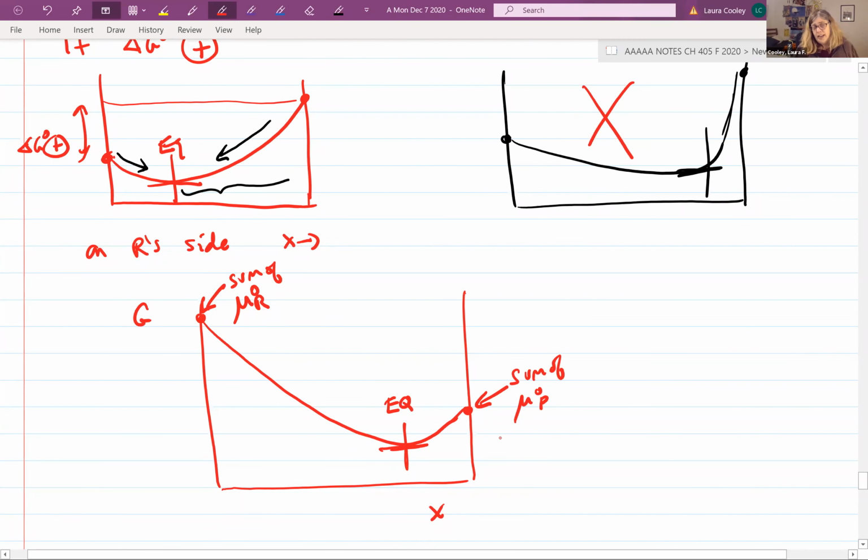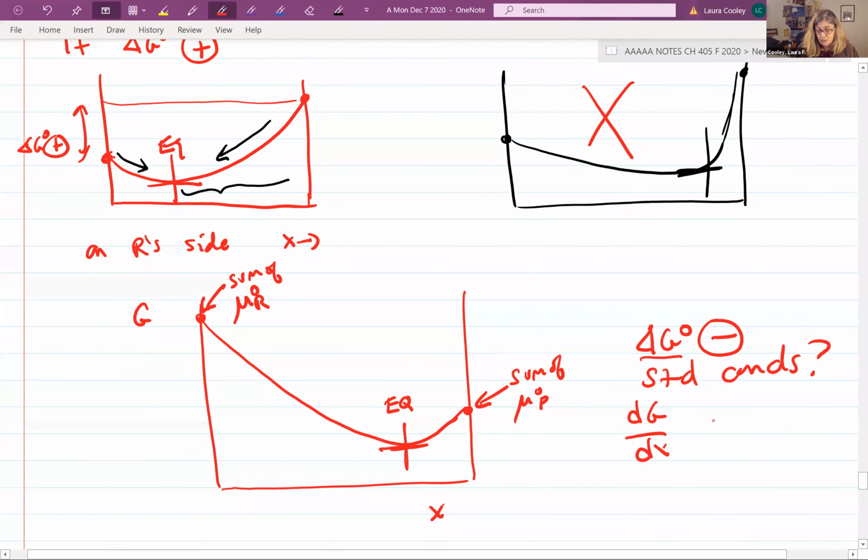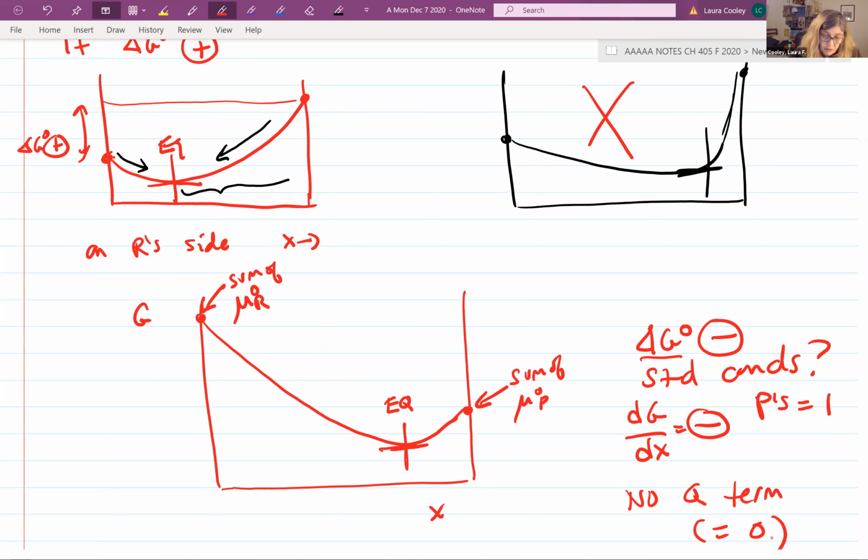If I ask you where standard conditions are, here we have a delta G0 that's negative. So under standard conditions, which way is this reaction going? Under standard conditions, delta G0 determines dG dx. dG dx will be negative because all those p's are equal to 1. Remember, the log of 1 is 0, so the Q term doesn't exist. It equals 0. So if delta G0 is negative, under standard conditions that reaction is going to go forward.